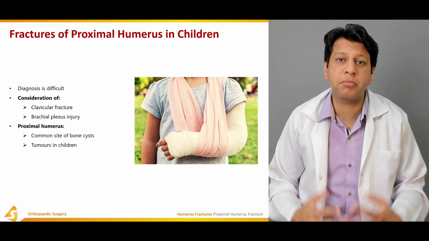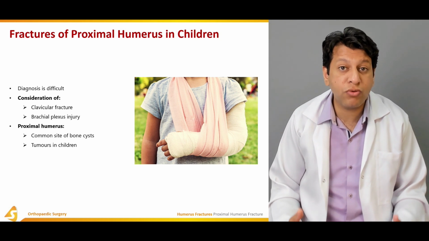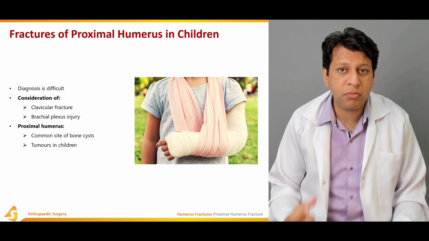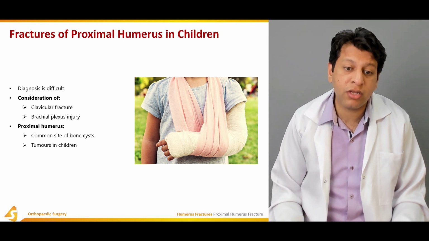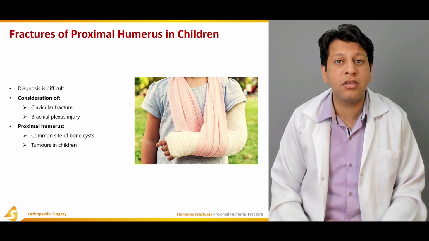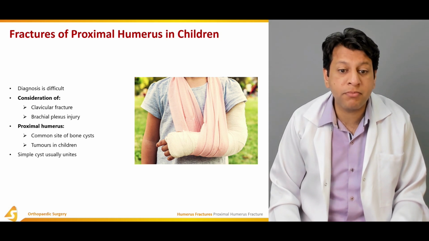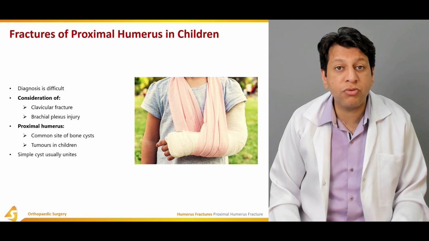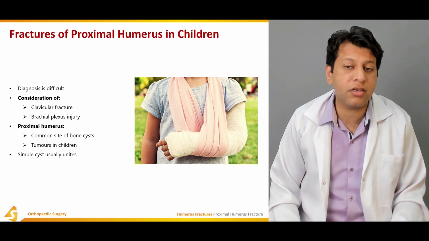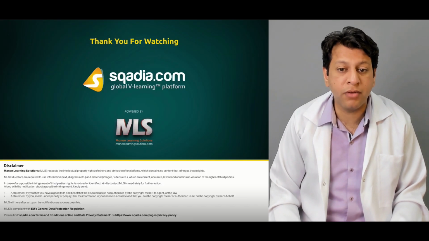So in children, especially when they come with a proximal humeral fracture, we have to rule out, especially in the case of the metaphyseal region, whether there was some kind of cyst present or not. And then there could be some kind of benign tumors as well, which may be seen in children. We have to rule them out as well. A simple cyst, which is usually the unicameral cyst, usually unites, and all you have to do is give coaptation splints or a sling for a few weeks, and eventually the bone unites as well.